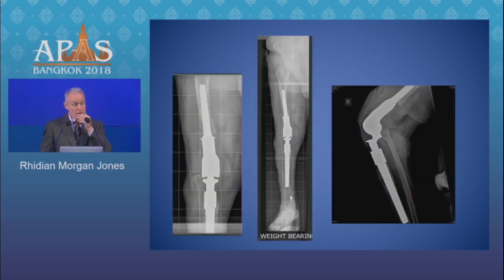And we got away with a fixed hinge. We managed to put in what we planned, and the function's not great. He has no extensor mechanism. His leg remains short, but he finds it preferable to an amputation. I don't know whether he's right or whether we should amputate, but this is what we've done.